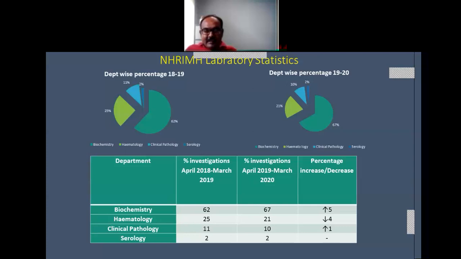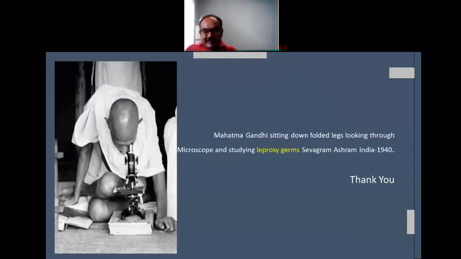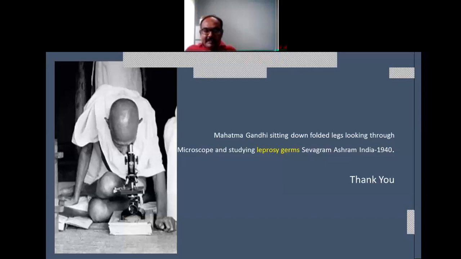Next. So it's the final slide for me, but it's the most important slide, in which Mahatma Gandhi is sitting down, looking through a microscope and seeing the leprosy germ in Sevagram in the year 1940. Thank you.